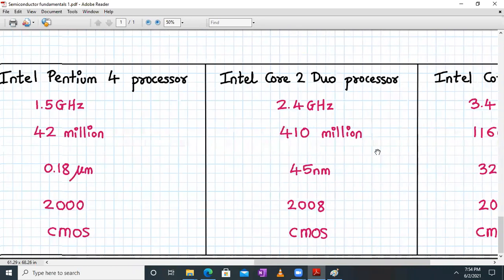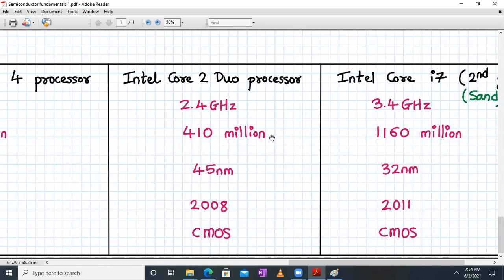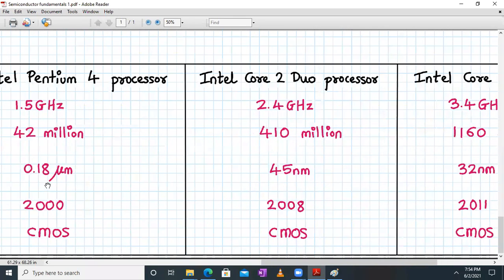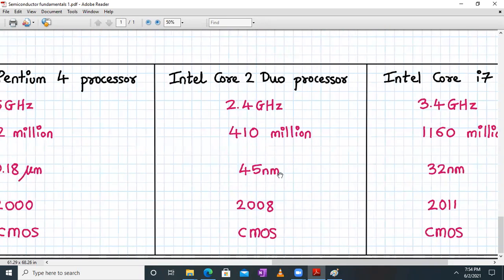Then in the year 2008, the Intel Core 2 Duo processor came with 410 million transistors, and for the first time we moved from the micrometer into the nanometer era. It was around 45 nanometer. The channel length in a MOSFET had reached 45 nanometer. A nanometer is 10 raised to minus 9 meters. In 2008 again the technology was CMOS.